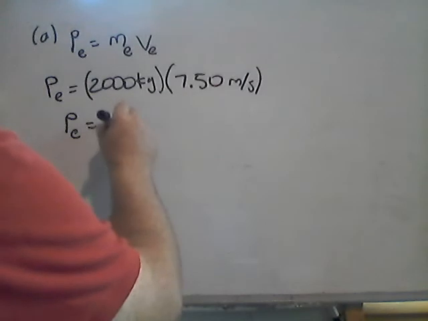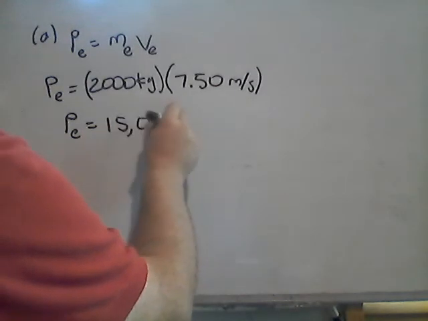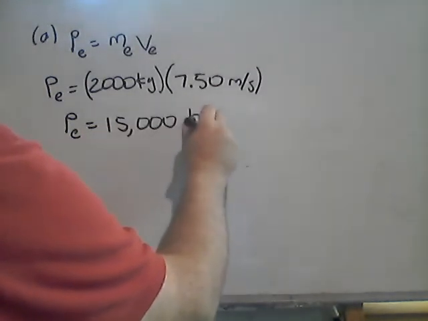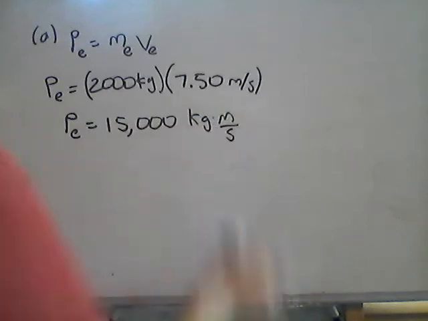15,000 kilograms meters per second. Those are the units of momentum. When you see that combination, there's no special physicist that we honor with those units. Units of momentum are simply kilograms meters per second.